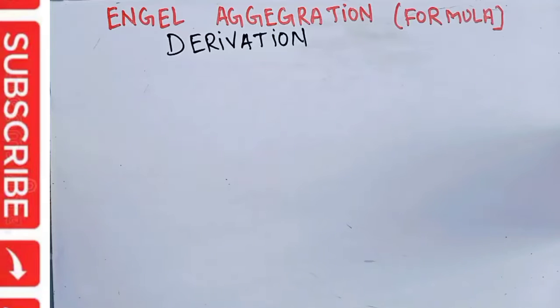In this video, we will derive the formula for Engel aggregation, as promised in the earlier video. First, we will take the budget constraint of a utility maximizing consumer. So what is the budget constraint of a utility maximizing consumer?